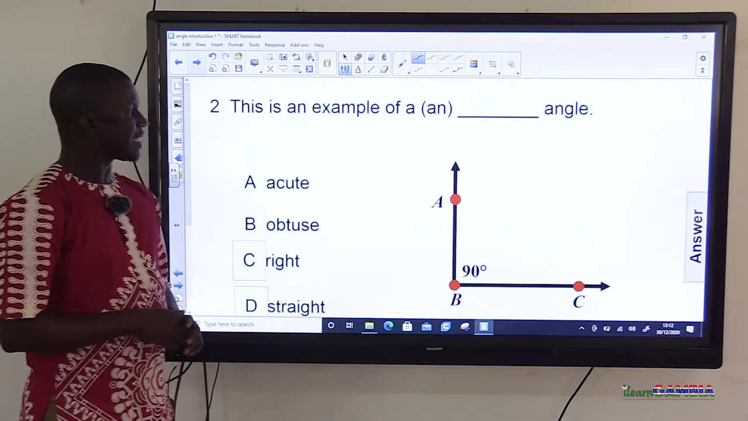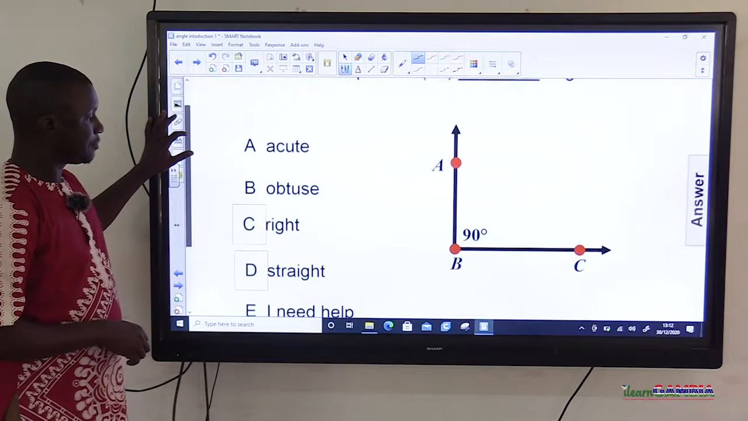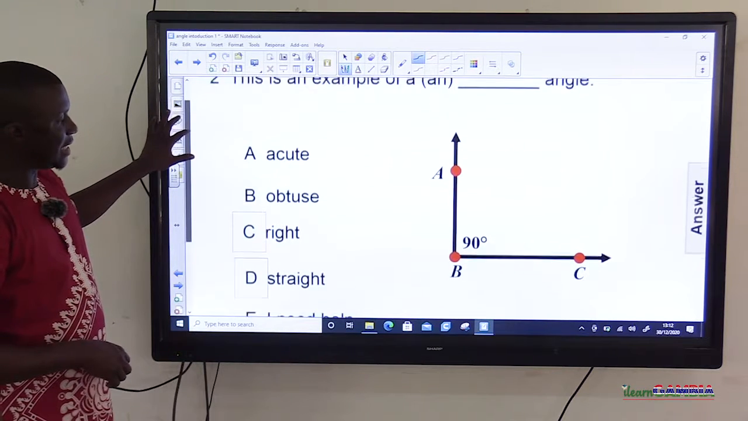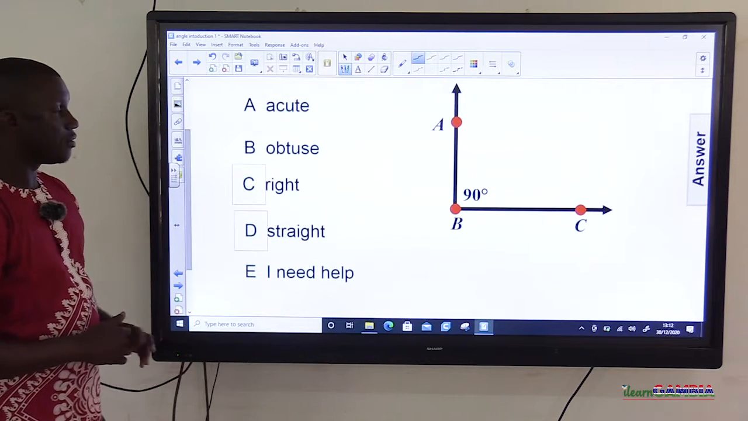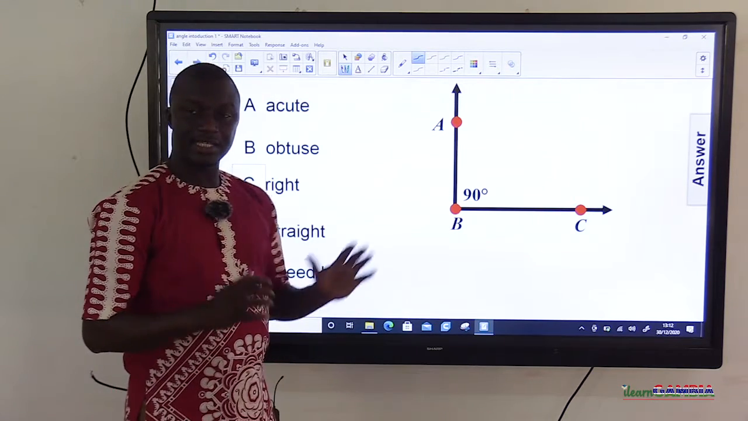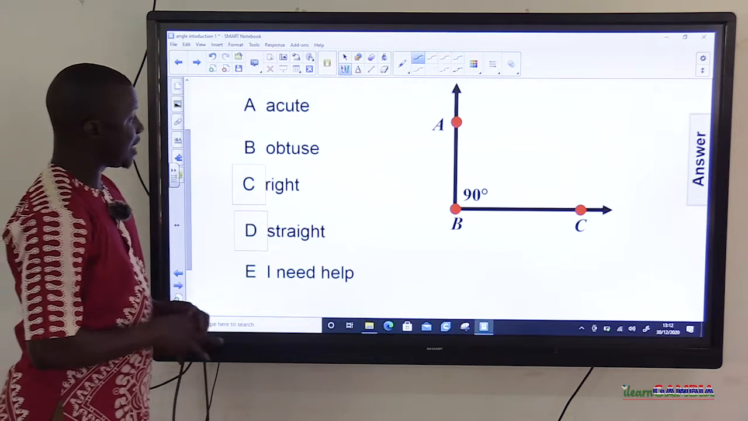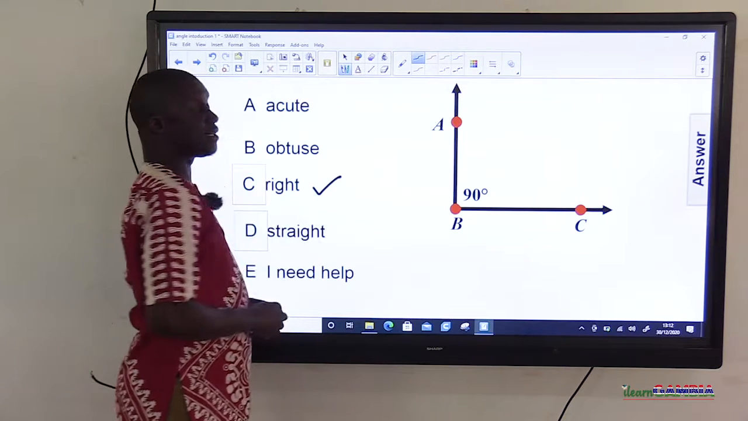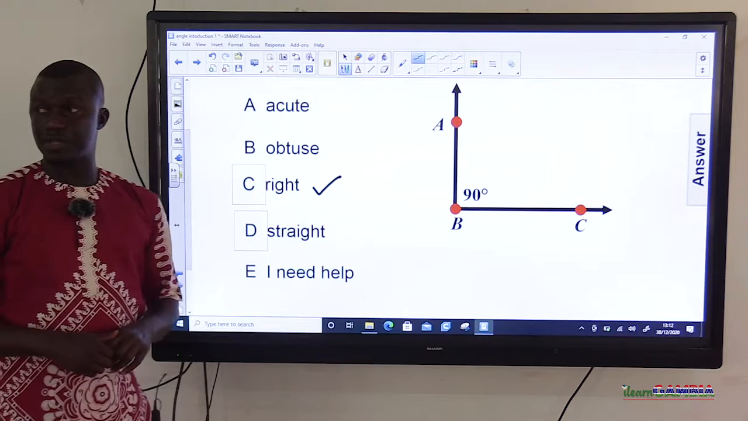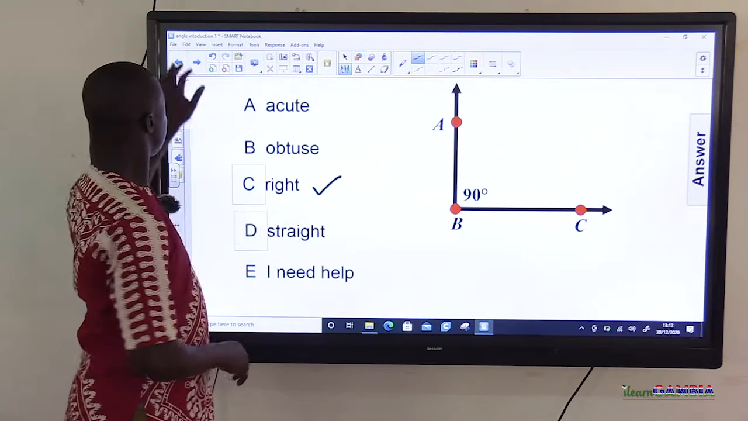Number 2, this is an example of which type of angle? This is a 90 degrees angle. The angle ABC is 90 degrees, and we therefore say this is a right angle. Right angles measure exactly 90 degrees.